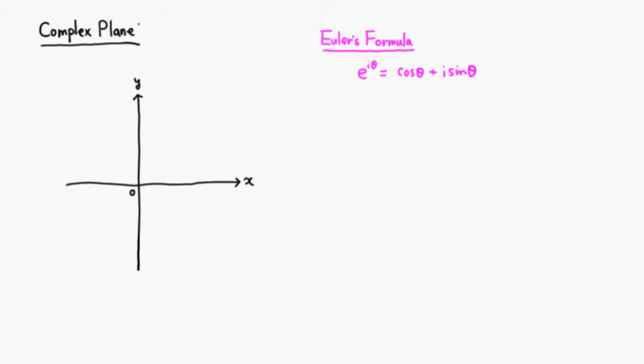All right, let's look at the complex plane. This is a good way to visualize what a complex number looks like. So let's say a complex number z can be written as a real part a plus bi, where b is the imaginary part.